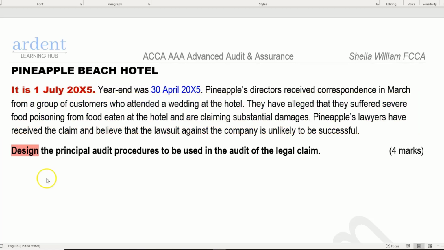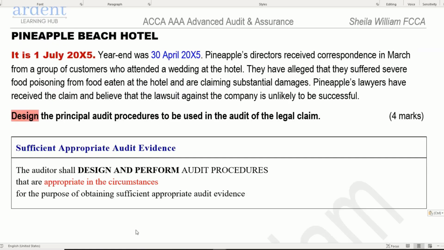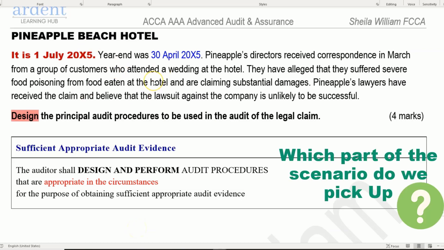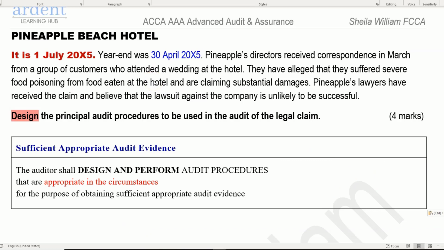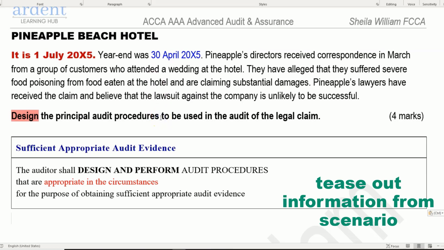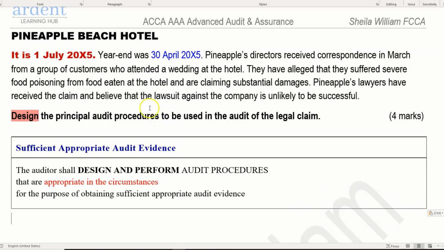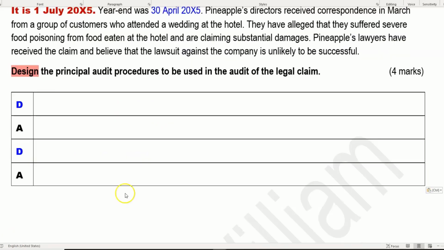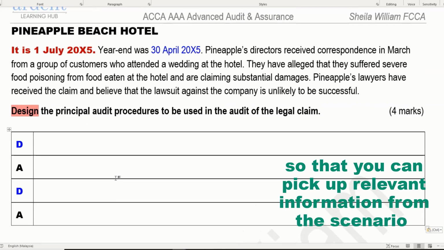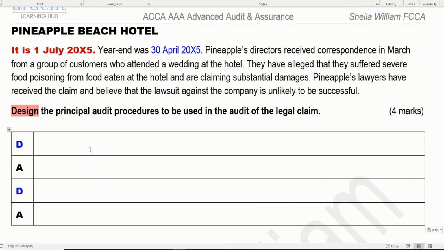Now, remember ISA 500, we have to take into consideration the circumstances. The only problem now is which part of that scenario do we pick up? So what I've done is that I've created an exam technique to be able to tease out information from the scenario. So let's see what that exam technique is. The exam technique is called DADA. This one is so that you can pick up the relevant information from the scenario. So let's see what each of them stands for.